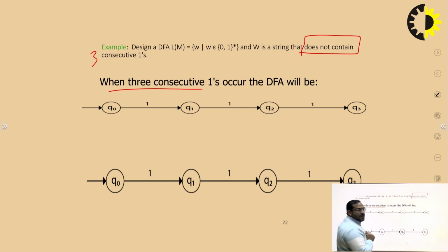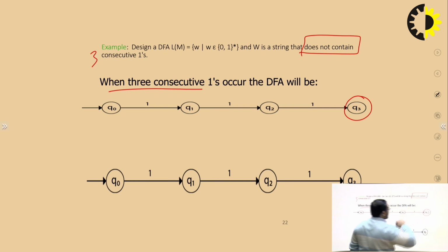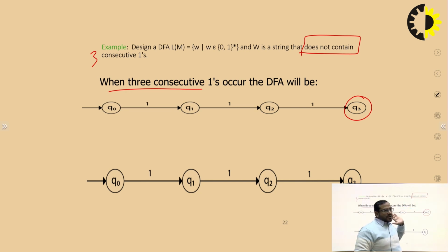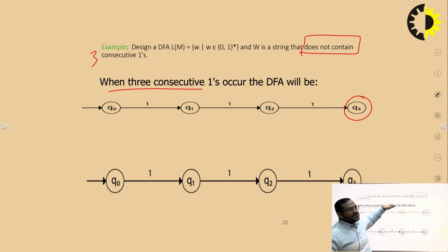Like this one. You can see whenever three consecutive ones come here, it ends in the final state. So whenever three consecutive ones occur, 1 2 3, it goes to the final state. Because we have to create just the reverse of this, when it does not contain three consecutive ones, what I have done here is design the DFA for three consecutive ones.